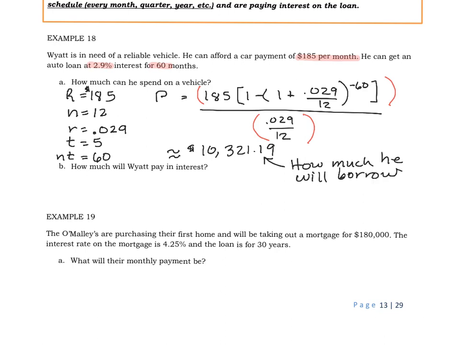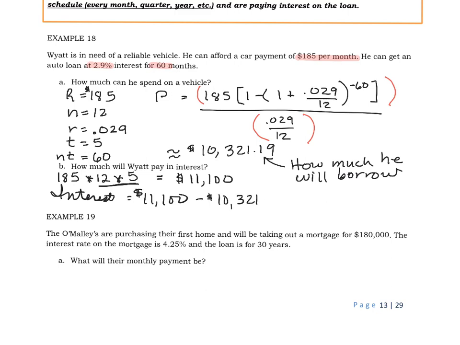Okay, so let's see how many payments he's making. Remember, when he makes a payment, he's paying back both principal and interest. So he's paying back $185 every month for 5 years. And I think you can figure out that that's 185 times 12 times 5, the 12 times 5 is 60. So Wyatt is actually paying back $11,100. So to get our interest, we will need to subtract this amount minus how much Wyatt borrowed. And it looks like Wyatt paid $778.81 of interest.